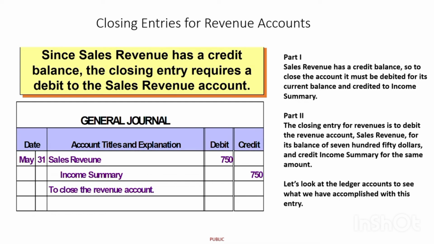Part 1: sales revenue has a credit balance. To close the account, it must be debited for its current balance and credited to income summary. Part 2: the closing entry for revenue is to debit the revenue account, sales revenue, for its balance of $750 and credit income summary for the same amount. Now let's look at the ledger accounts to see what we have accomplished with this entry.